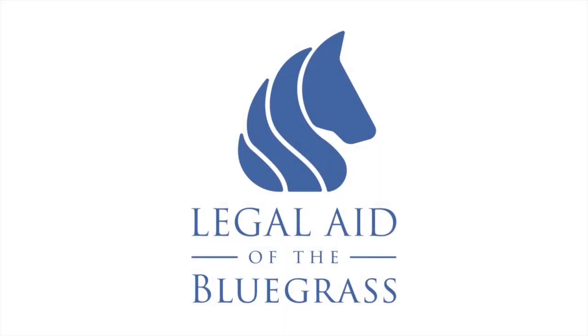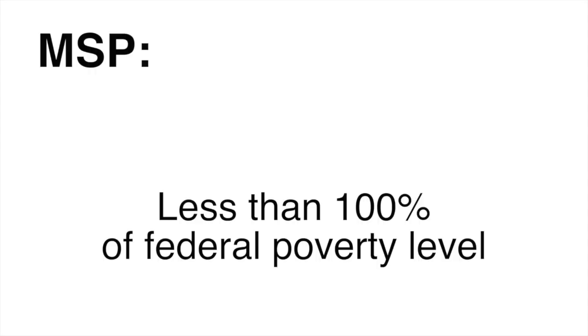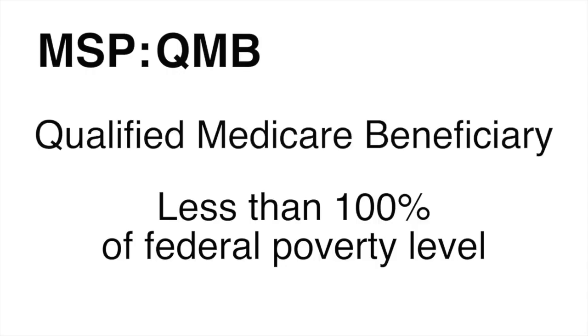During this video, we will discuss the Medicare Savings Program, also known as MSP. The Medicare Savings Program has 3 different levels of benefits. The first benefit is for individuals making less than 100% of the federal poverty level. This benefit is called QMB, or Qualified Medicare Beneficiary. This is the most comprehensive benefit of the Medicare Savings Program.